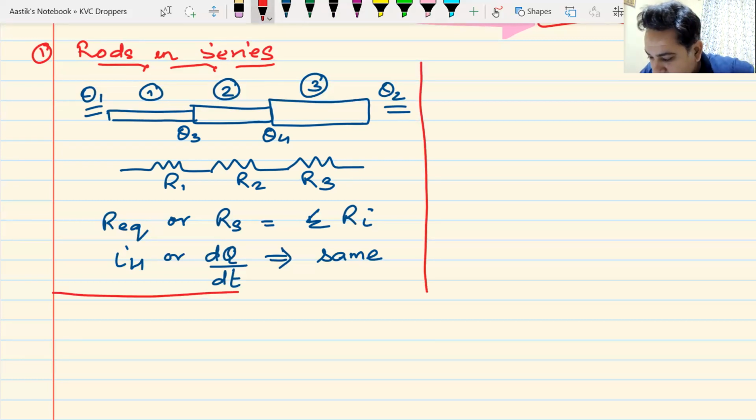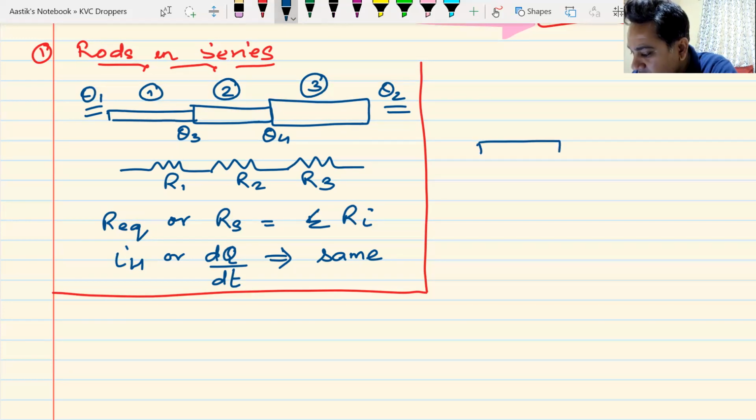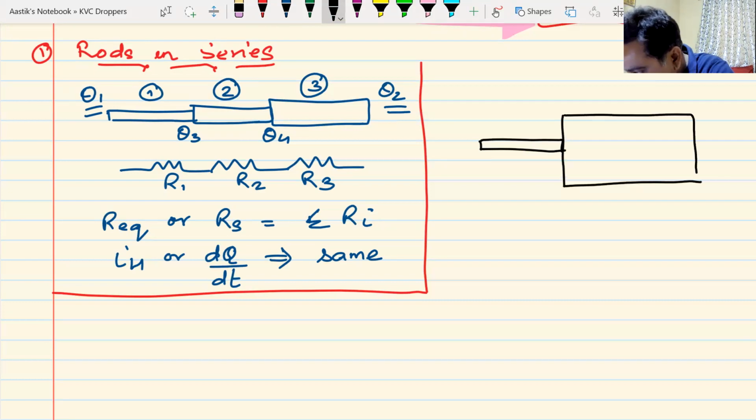Can I have some raise hand from your end that we understand this? Now to give you a small thing, if I have this rod as rod number 1 and I have this rod as rod number 2, this is maintained at temperature theta 1, this is maintained at temperature theta 2. This theta, this is the interface.